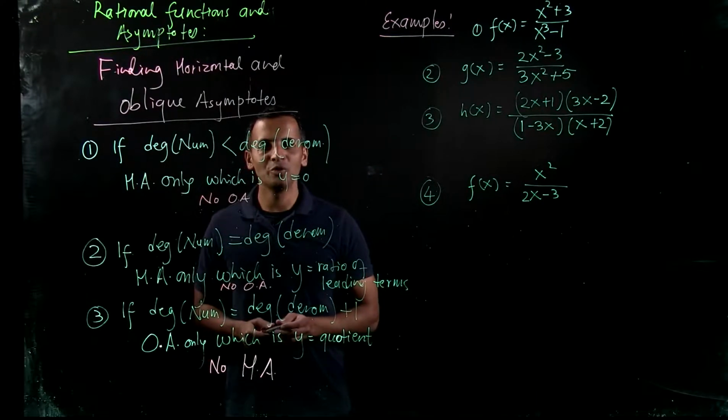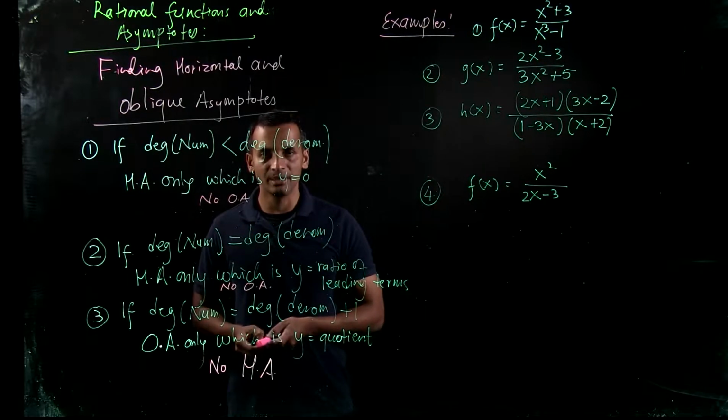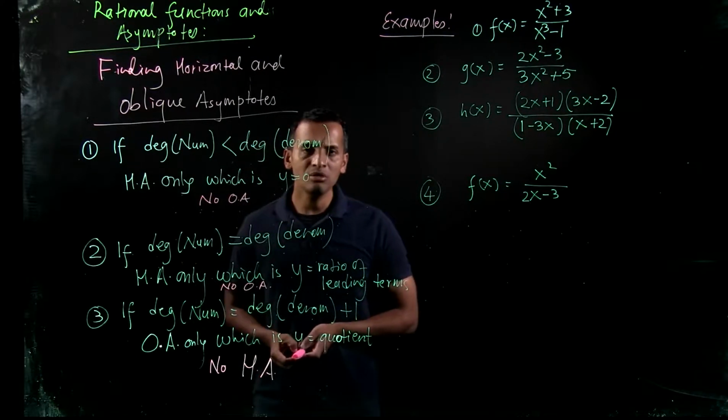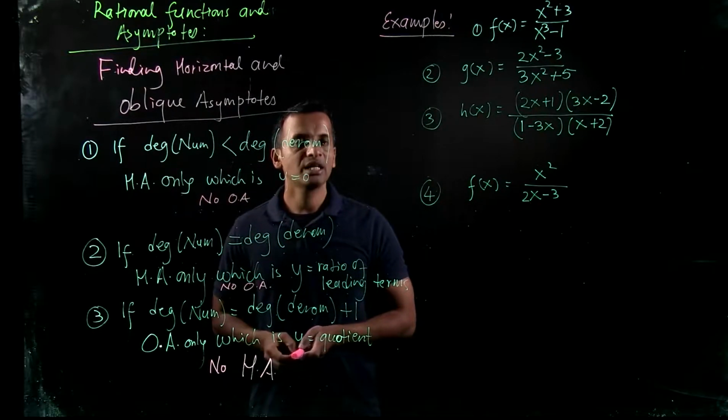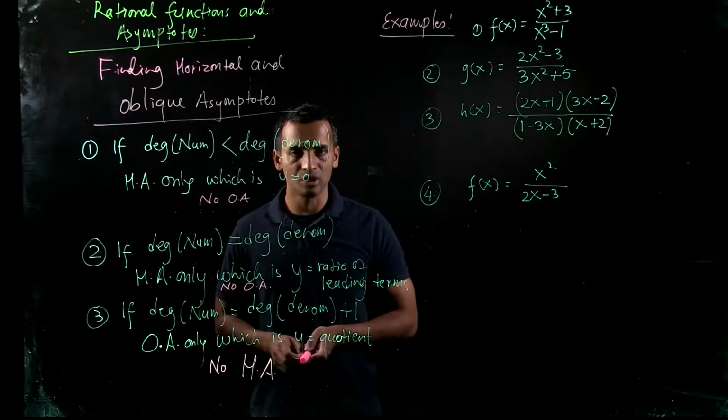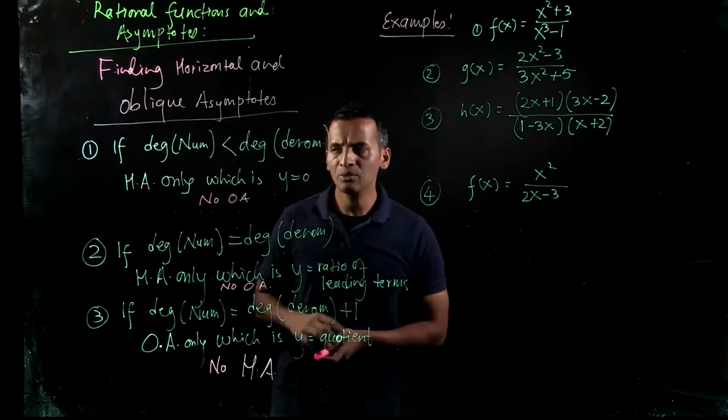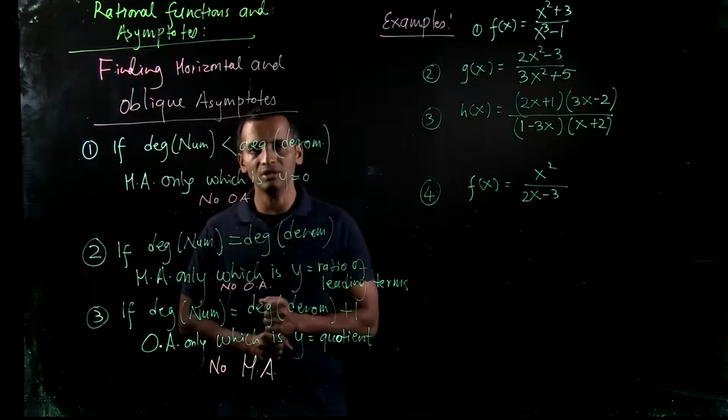Hi, in this video I'm going to show you how we find horizontal asymptote and oblique asymptote. Okay, so keep this in mind. If a function has a horizontal asymptote, then it will not have an oblique asymptote. Similarly, if a function has an oblique asymptote, it will not have a horizontal asymptote. The next thing is, how do we find those?